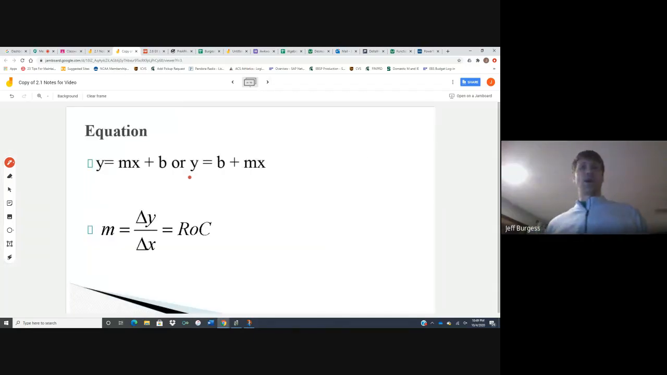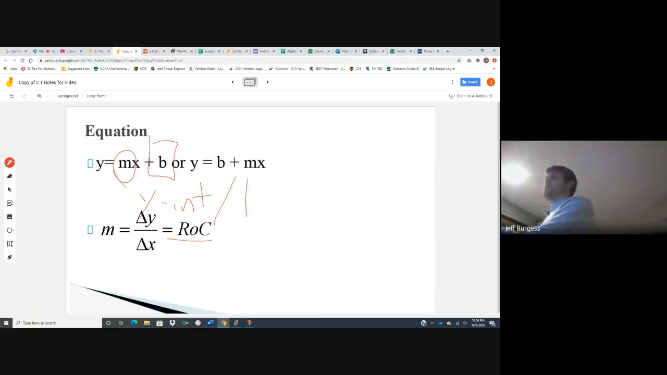So we need to look at the equation. Hopefully you remember the equation of a linear function. You've probably said it over and over and over in Algebra 1: y equals mx plus b, where obviously m is your slope, which we are going to refer to as your rate of change, and b is your y-intercept. B is your y-intercept, your beginning value as you go through that.